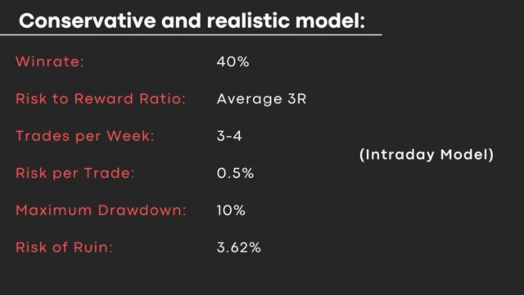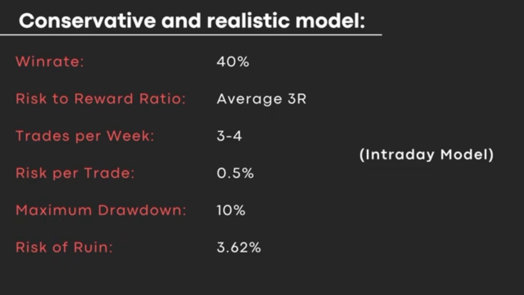You can have a 2 RR as well, or you can have a 4 to 1 R ratio too, right? I've set this 3R here just to explain this case study. The next metric that we're going to consider is the trades per week, which these models offer around 3 to 4 times per week, right? 3 trades per week is the average trade quantity that this model offers.